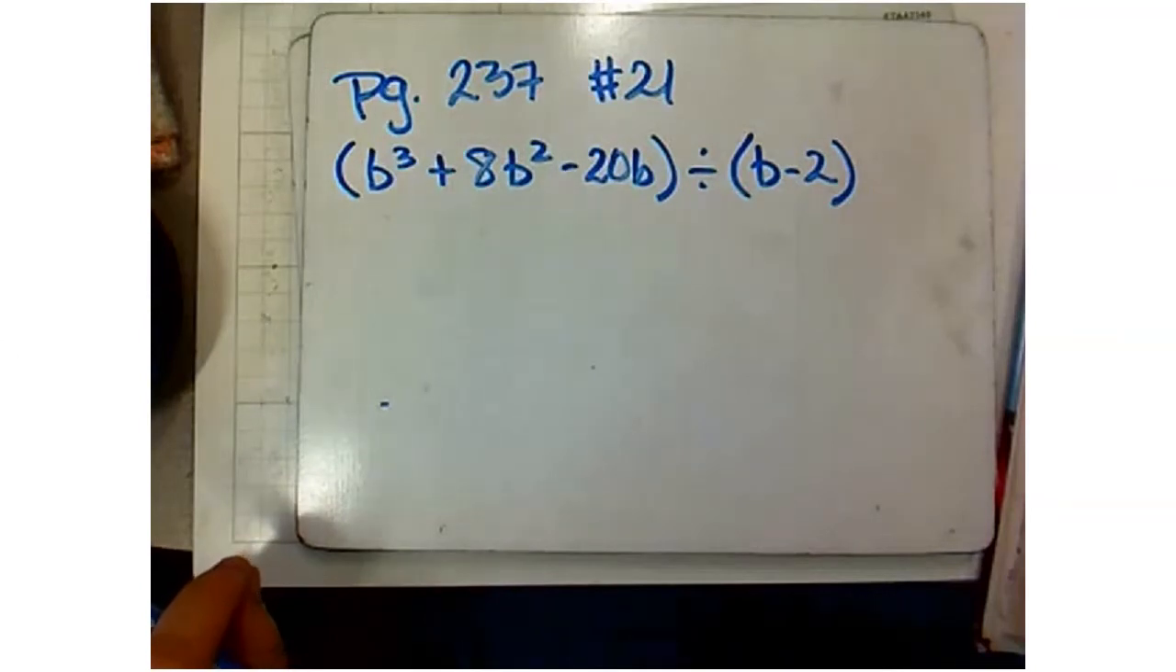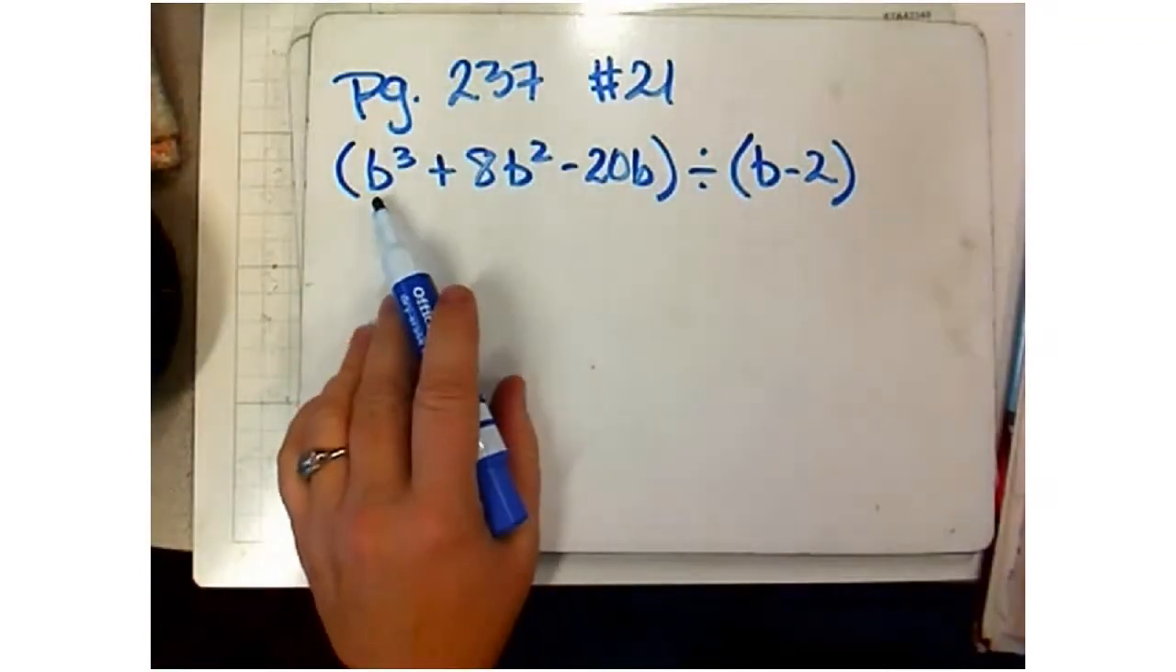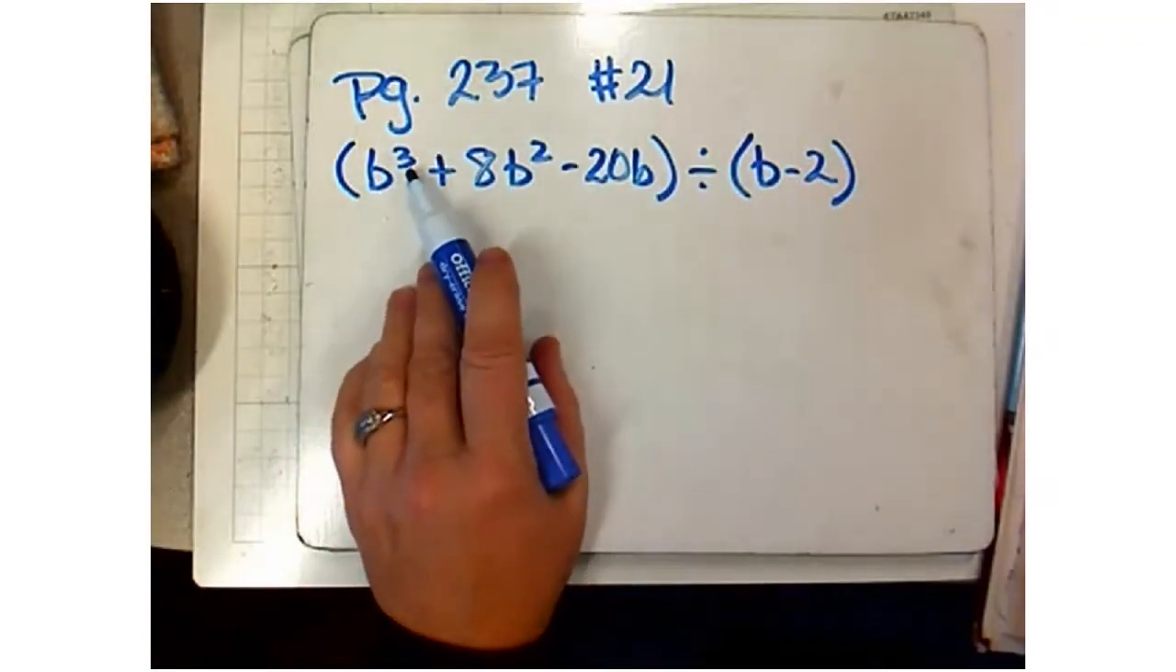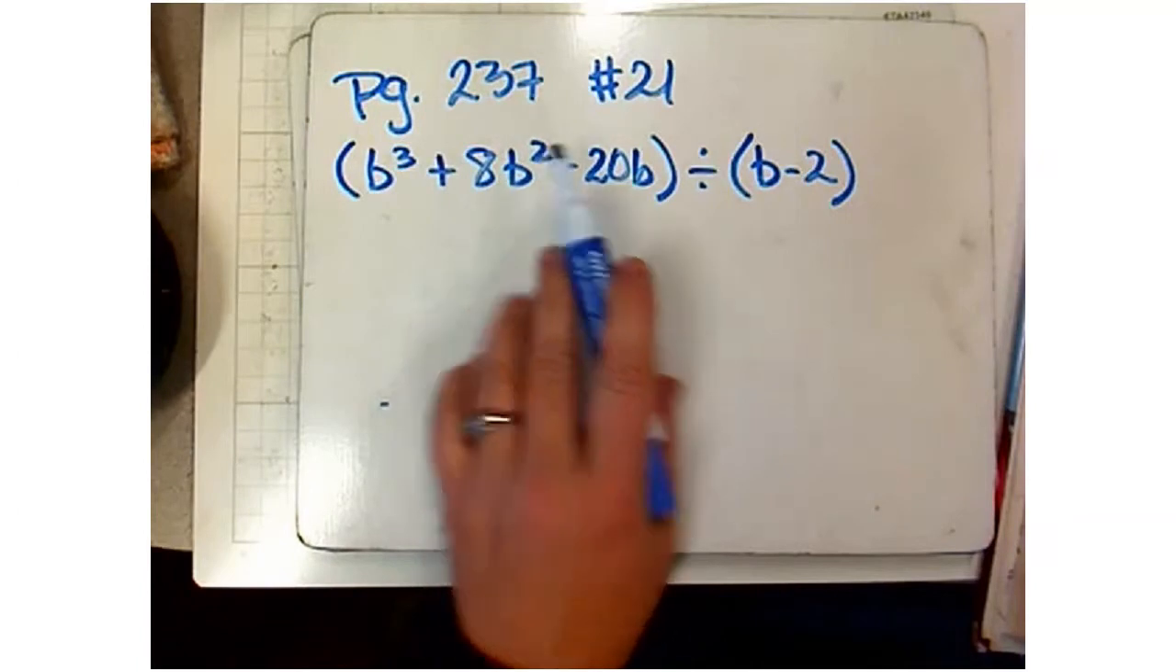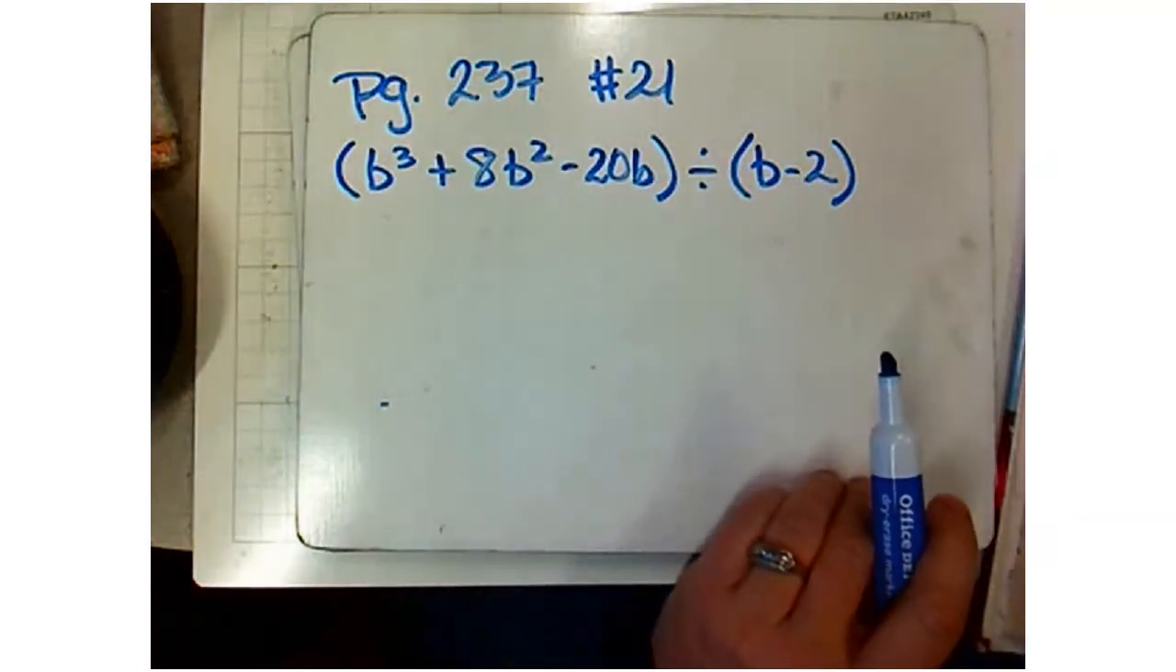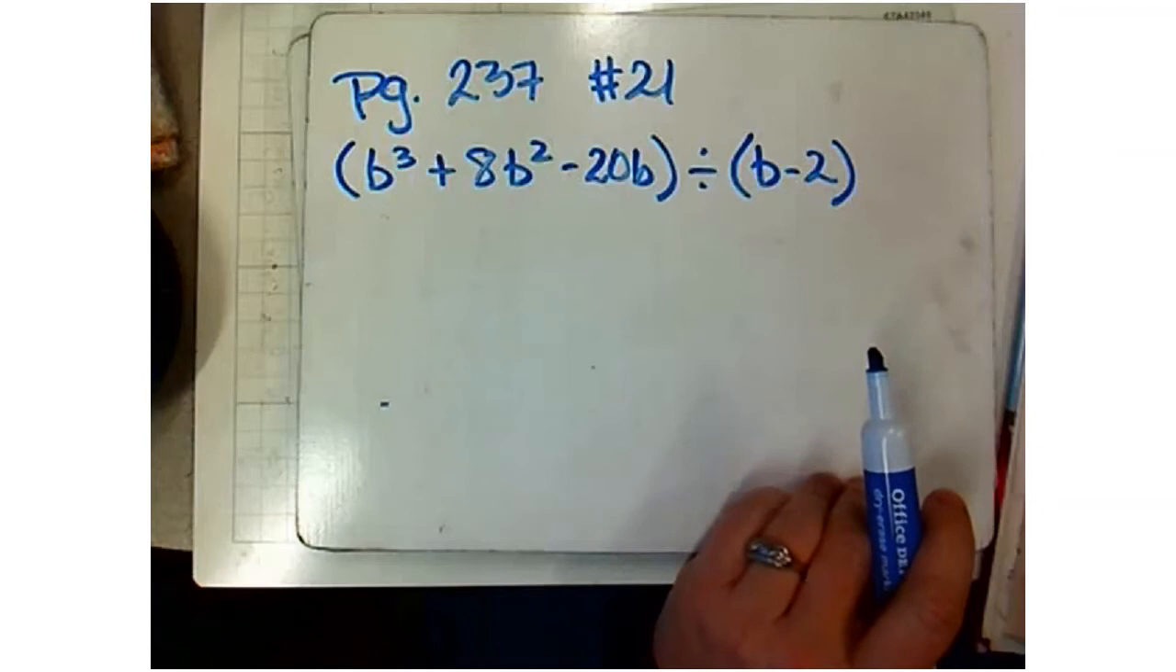First thing you need to do is make sure, is it in descending order? And they set it up for us correctly, didn't they? B to the third is our biggest term, AB squared, and then 20B. It is a third degree polynomial.